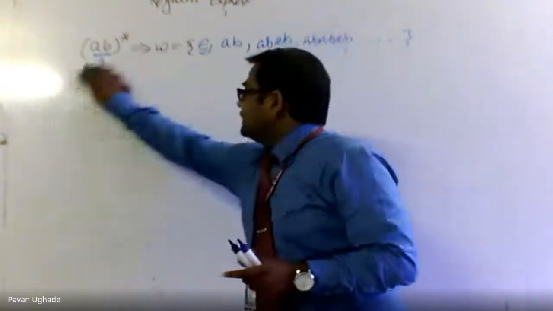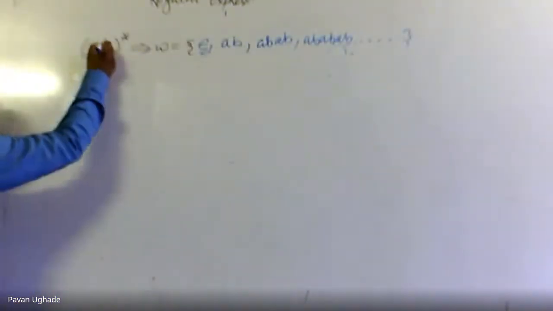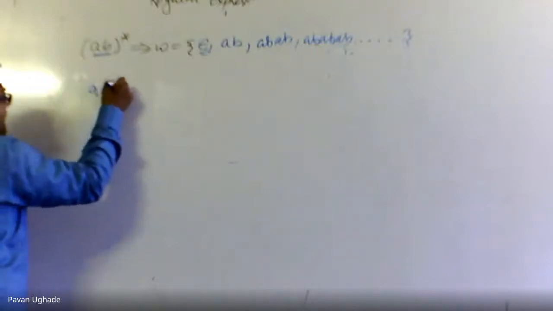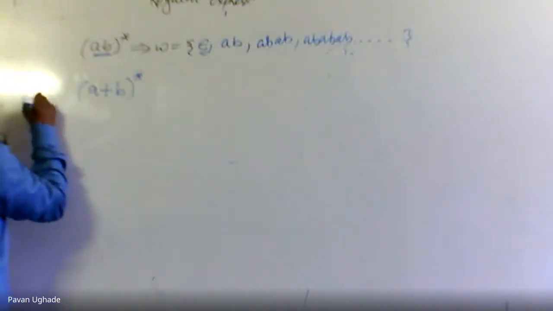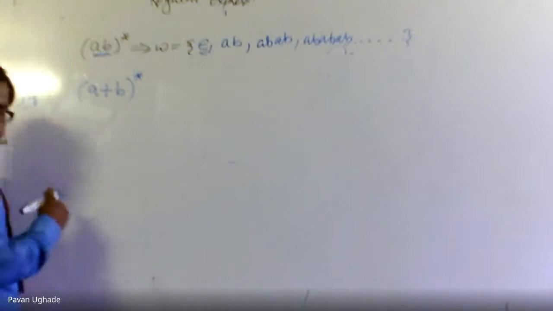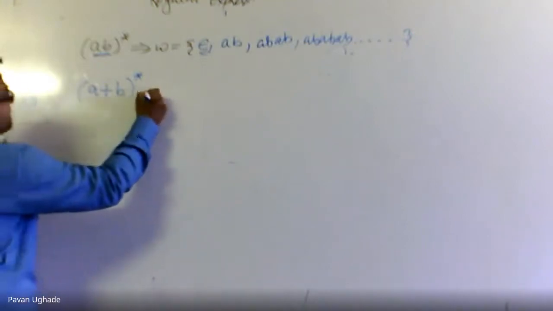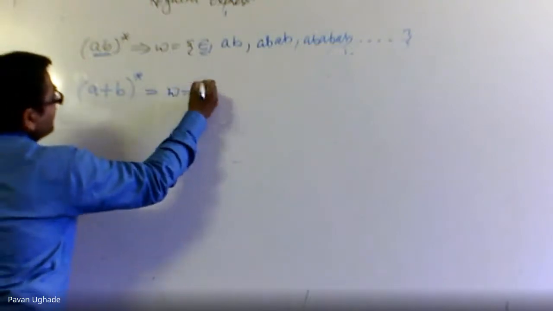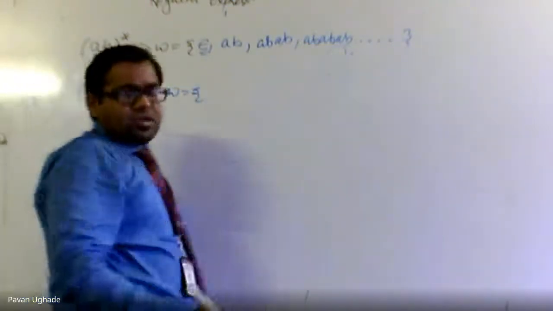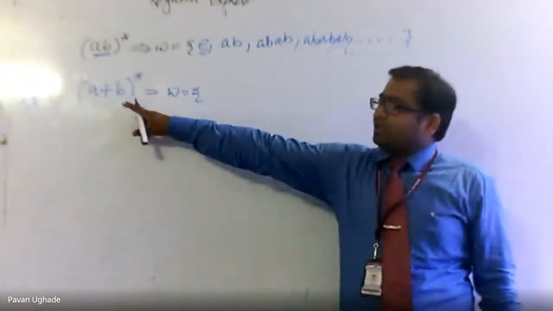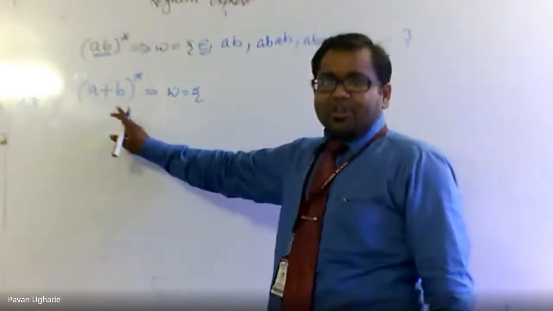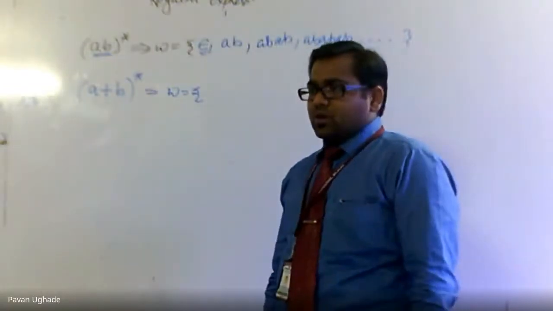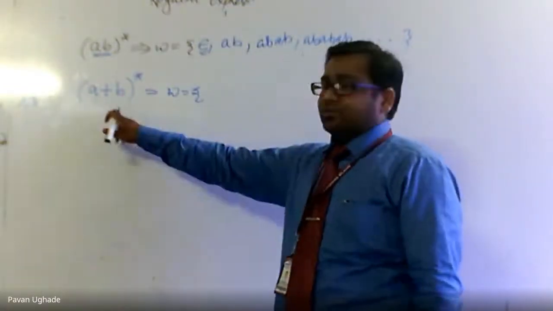If you understand this, let's talk about the next one. A closure is done, A dot B is done. What about A plus B? This is a very important class. Okay. A plus B. Can you tell me what are the possible strings that can be formed with this regular expression? This is very important. Can you give me the possible strings which can be accepted by this?